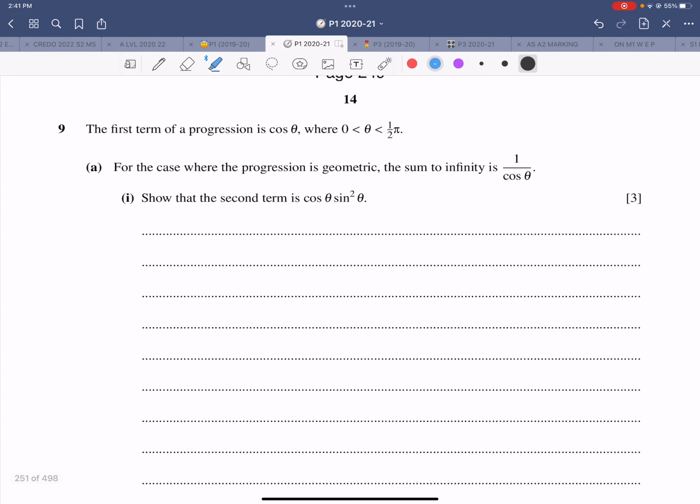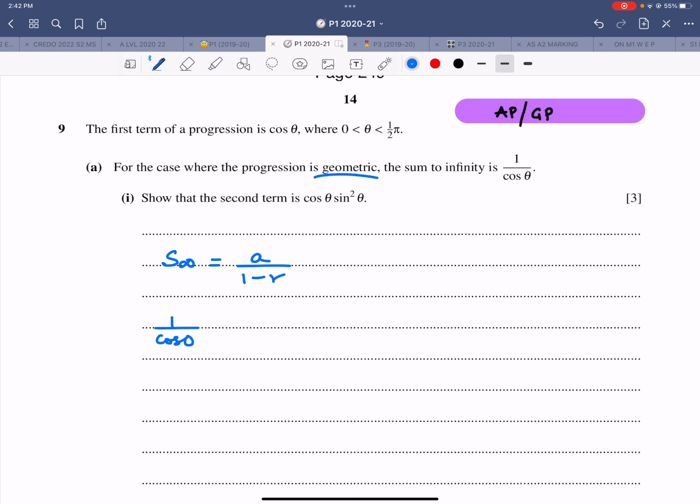Question number 9. The question says it's about AP and most probably it's going to be about GP also. The first term of a progression is cosine theta. Theta lies between 0 and 90. That means the value of cosine theta is positive. That's why they have written it. For the case where the progression is geometric, the sum to infinity is this thing. What is the formula for sum to infinity? A over 1 minus r. It says sum to infinity is 1 over cosine theta.